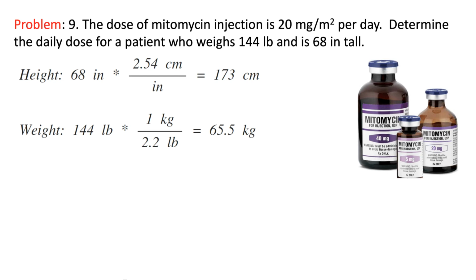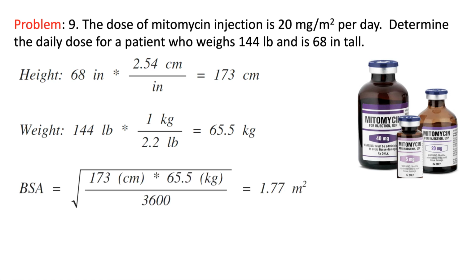Next, let's do the similar thing for weight. I was told the patient weighs 144 pounds. We need to convert that to kilograms, and that's a pretty straightforward conversion because in 1 kilogram, there are 2.2 pounds. We multiply that out, pounds cancel, and I'm now in kilograms. And so this patient weighs 65.5 kilograms. Now I'm ready to calculate the body surface area.